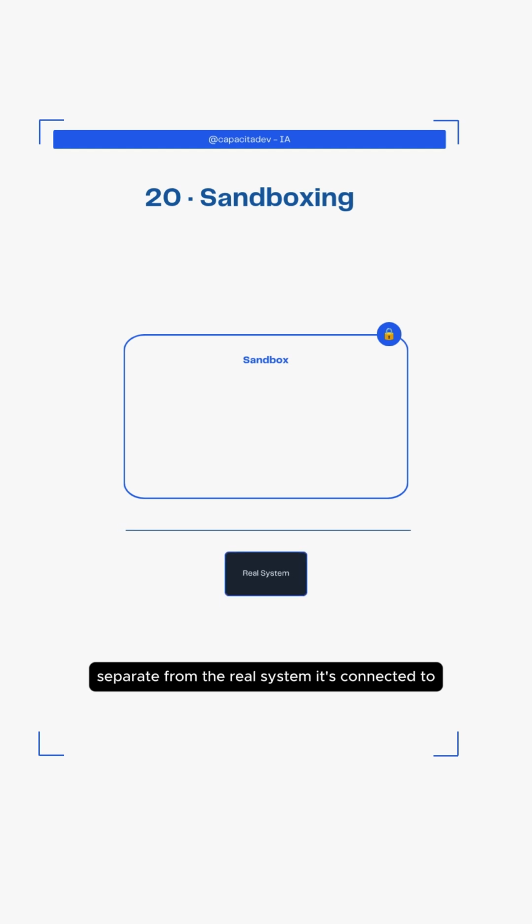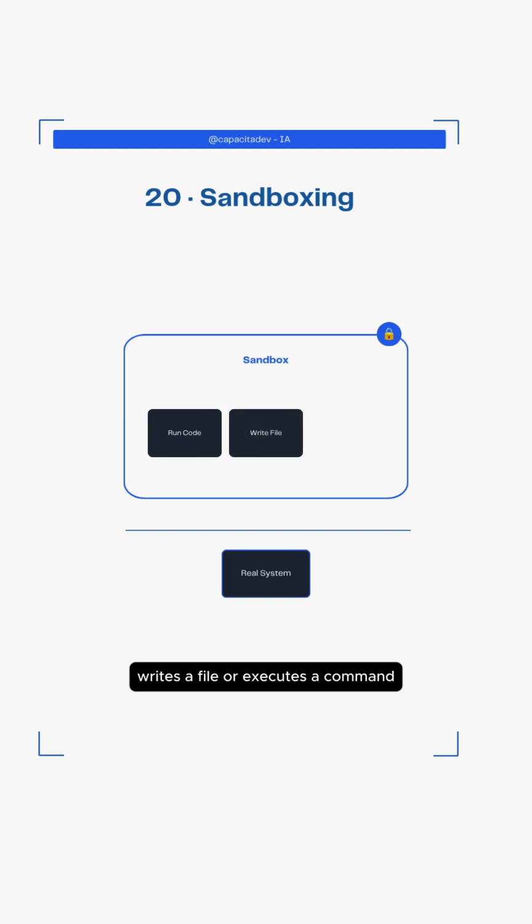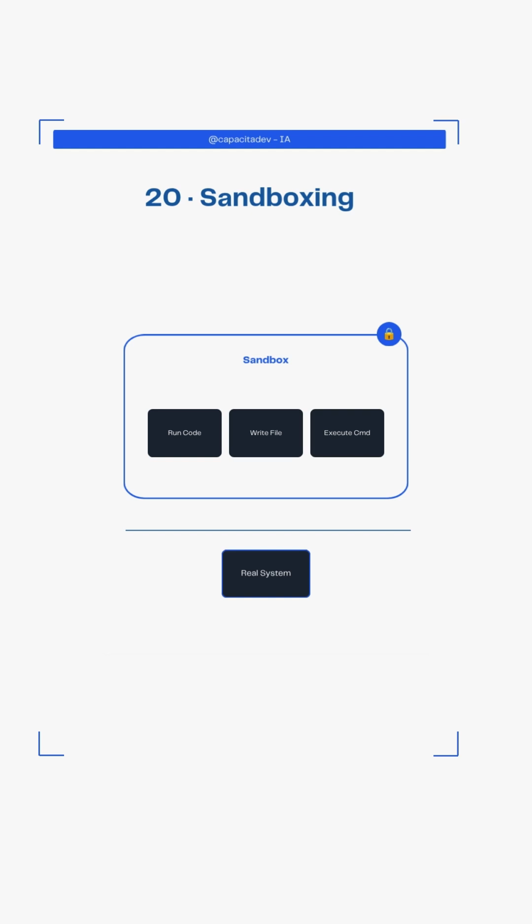Sandboxing means giving an agent an isolated space to act in, separate from the real system it's connected to. If the agent runs code, writes a file, or executes a command, it does it inside this contained environment first. Picture an agent that writes and tests code for you. If that code has a bug that deletes files or crashes something, you want that happening inside a sandbox, not on your actual machine. The sandbox lets the agent take real actions without real consequences if something goes wrong.